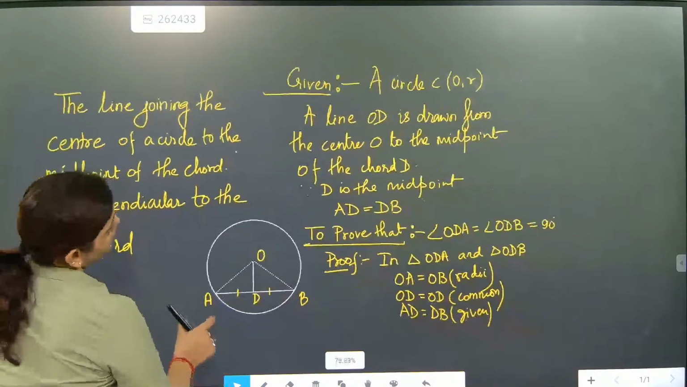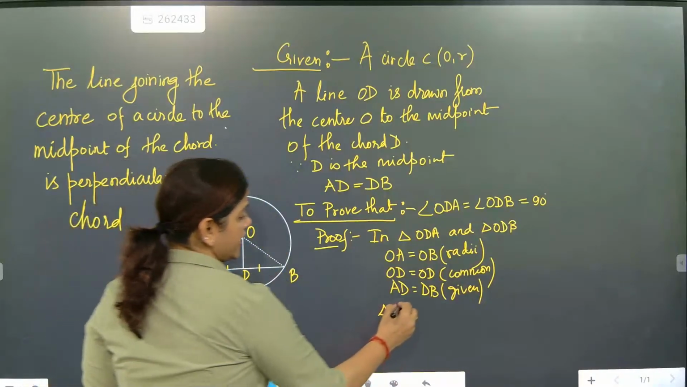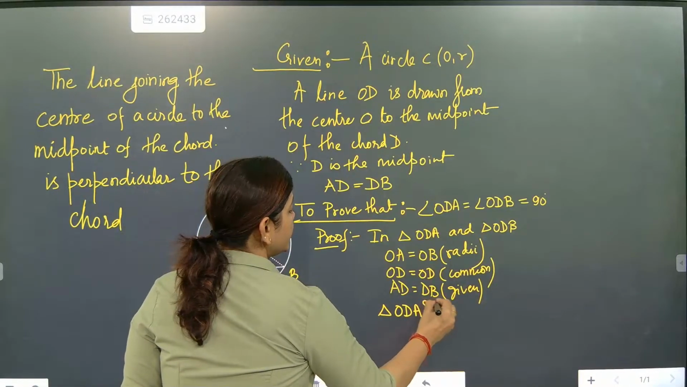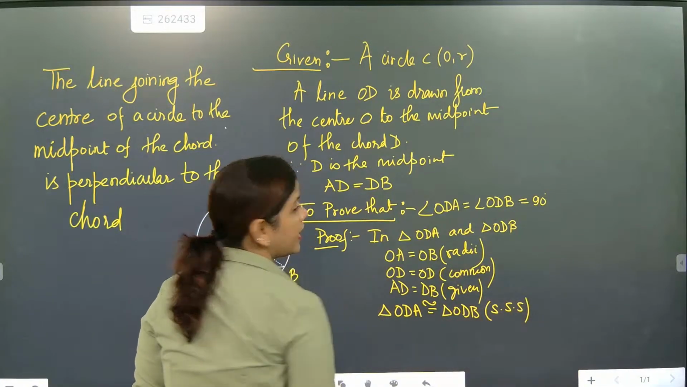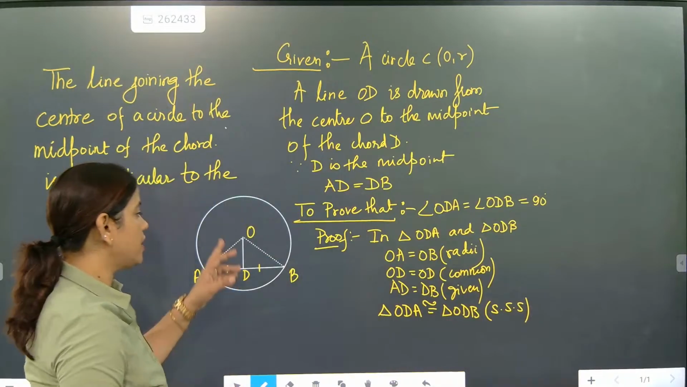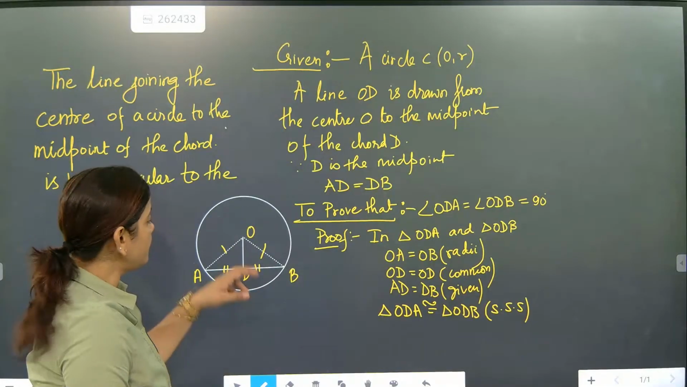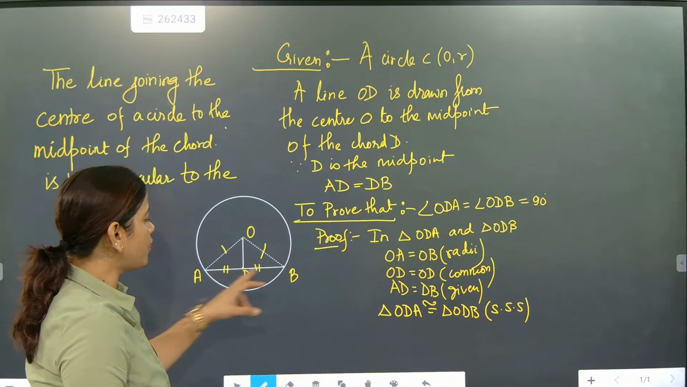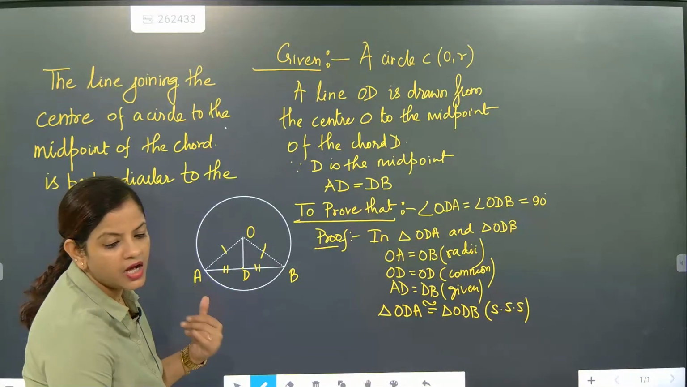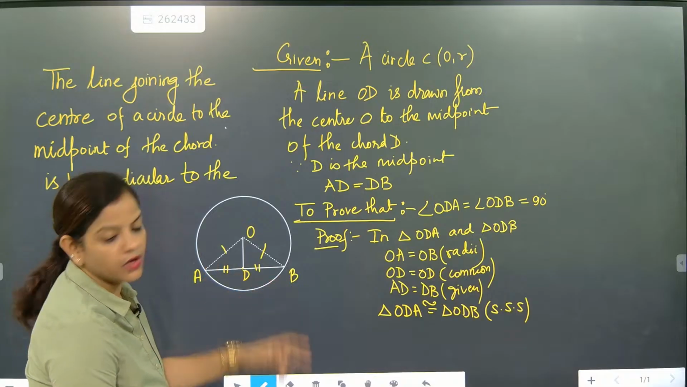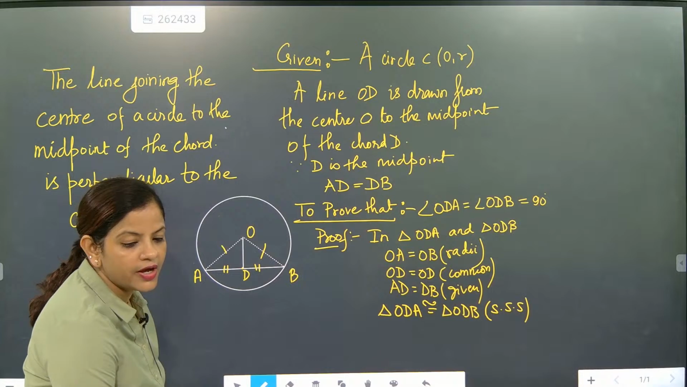So from this, what are we going to conclude? Triangle ODA is congruent to triangle ODB. By which criterion? Side, side, side. It is not RHS, it is side, side, side. Why? Because this side is equal to this side, and this side is equal to this side. They told us that this is the middle point, and the middle point will divide the chord into two equal halves. So AD is equal to DB. That means SSS, these two triangles are exactly congruent.